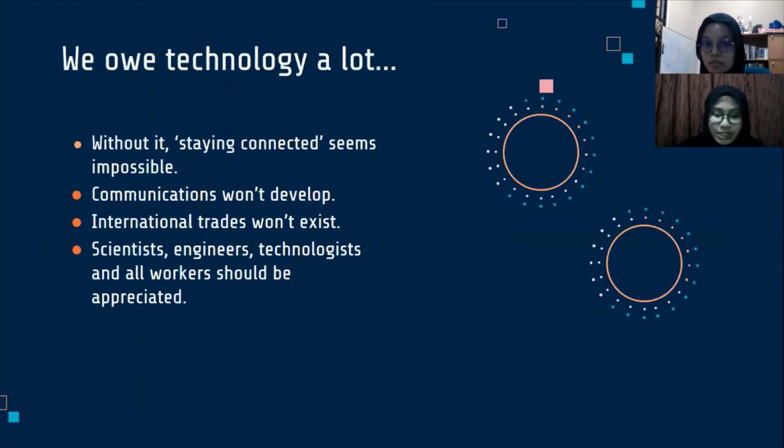Last but not least, we should thank the scientists, engineers, and all workers for their hard work to make this happen. Also, we hope that technology will keep on benefiting us in our daily lives and globally.